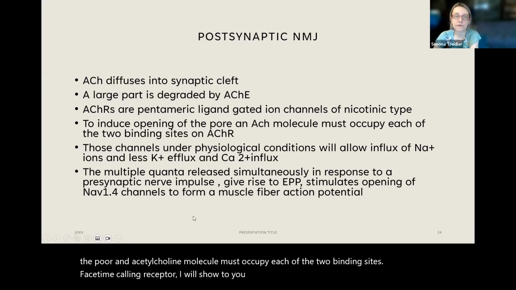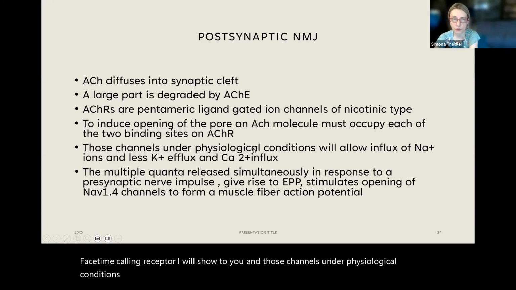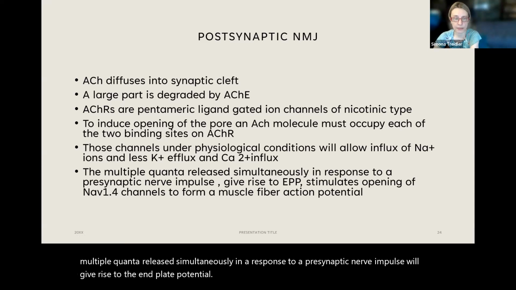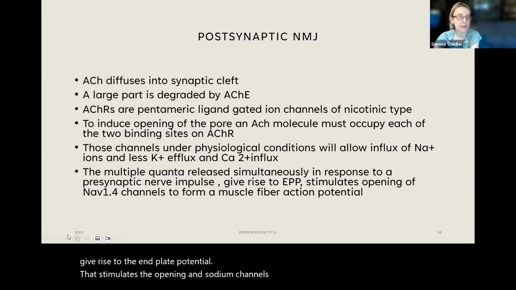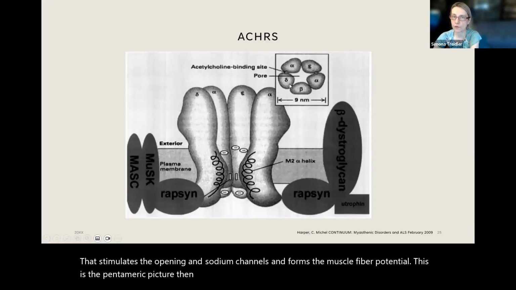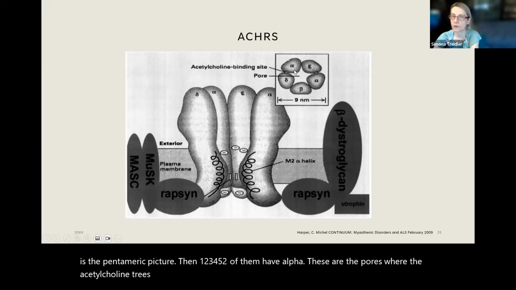And those channels under physiological conditions will allow the influx of sodium, the efflux of potassium, and the influx of calcium. Now, the multiple quanta released simultaneously in response to a presynaptic nerve impulse will give rise to the end plate potential that stimulates the opening of sodium channels and forms the muscle fiber potential. This is the pentameric picture, then 1, 2, 3, 4, 5, 2 of them alpha. These are the pores where the acetylcholine is gonna bind on the receptor, only those two ones, no?